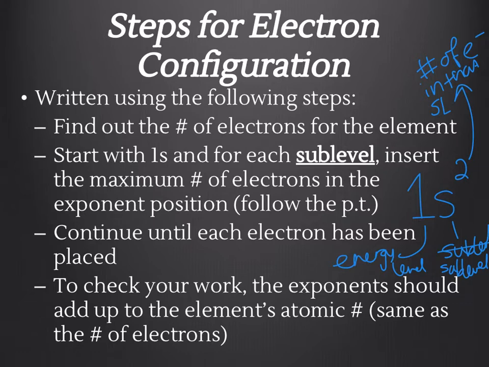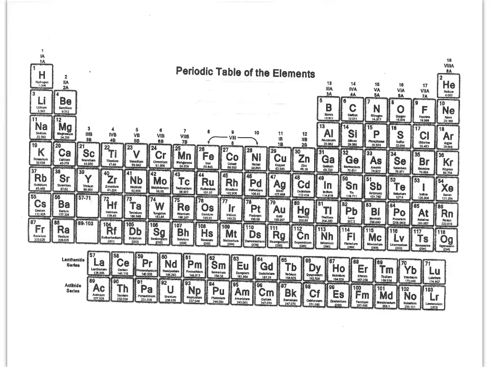You're going to start placing electrons at the 1s, and then you would go to the 2s, and then the 2p, and then the 3s, and then the 3p, and then the 4s, and then the 3d, which I'll show you in a minute why, and then the 4p, etc. So you move outward from the nucleus and head up through the energy levels, placing the maximum number of electrons each time. And to check your work at the end, all of your exponents really should add up to the number of electrons because that is what you're replacing.